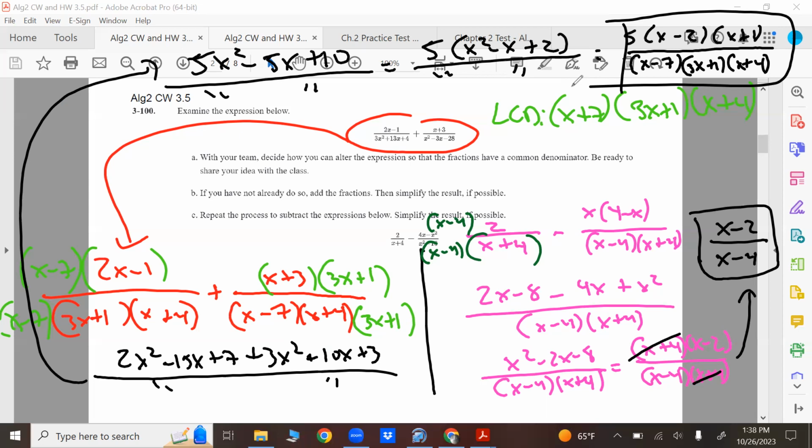Oh, they don't cancel out. How do they cancel out? Because then you're going backwards to what you had before, right?